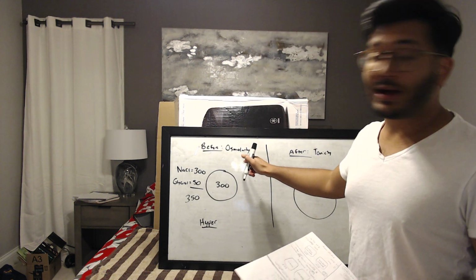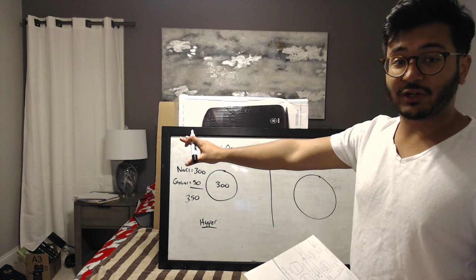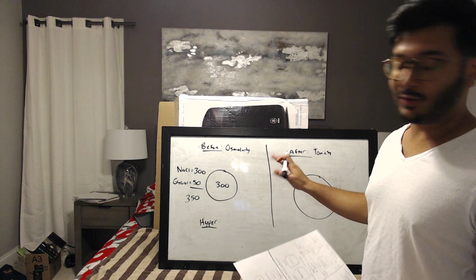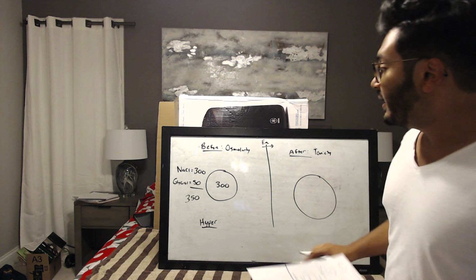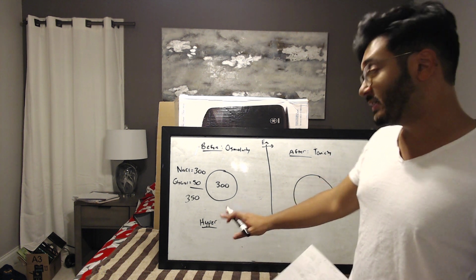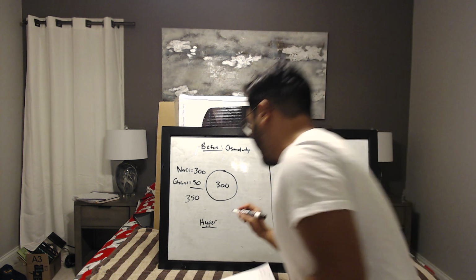And since we're talking about the osmolarity, the before picture, before everything equilibrates, right? Because this is equilibrium. When equilibrium occurs, we go to that side. Before everything equilibrates, it's going to be hyperosmotic.